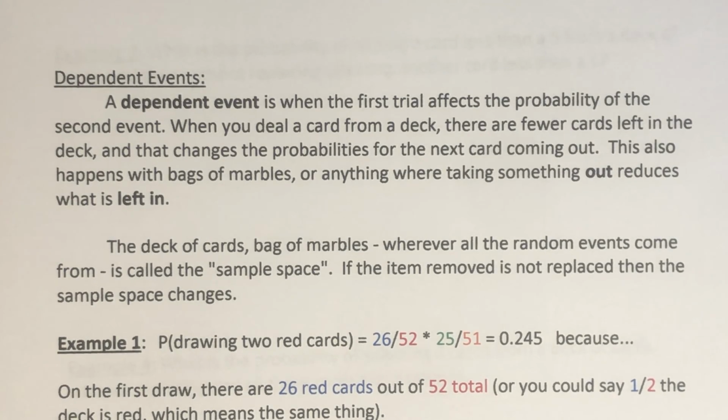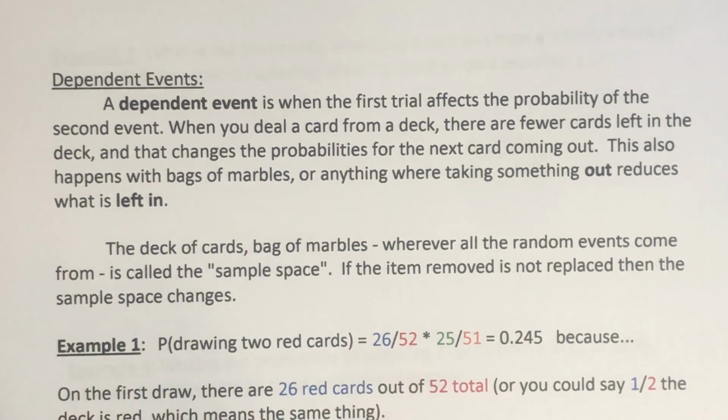All right, hello geometry students. In this video, I'm going to go ahead and look at some more probability. In this case, we're going to look at dependent events. A dependent event is when the first trial affects the probability of the second event happening.